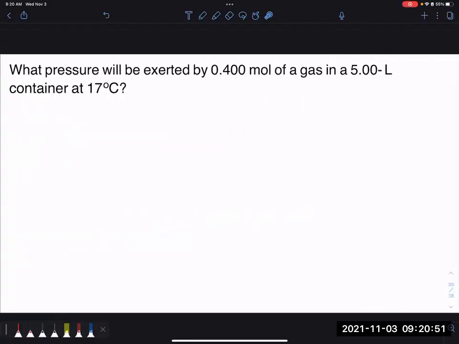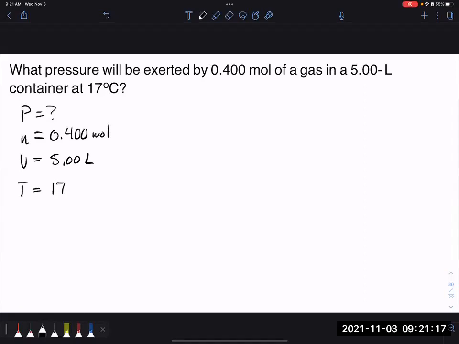All right, so what pressure will be exerted by 0.400 moles? This is n. Gas in a volume of 5 liters, in a container at 17 degrees C. So add 273 to that right off the bat to get that in Kelvin.